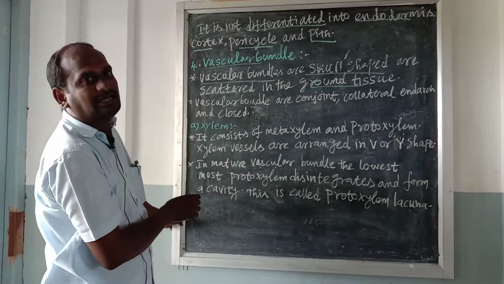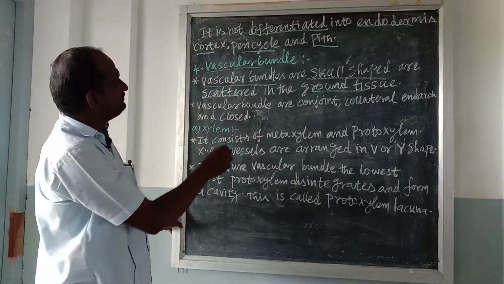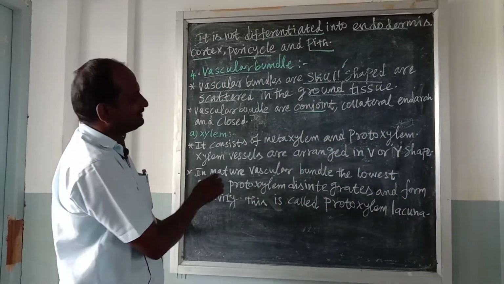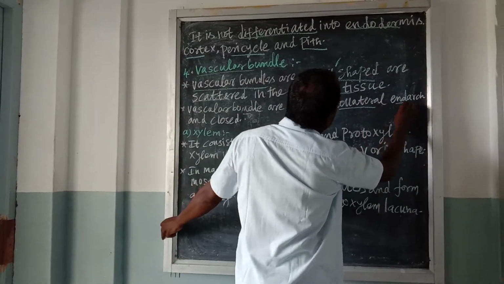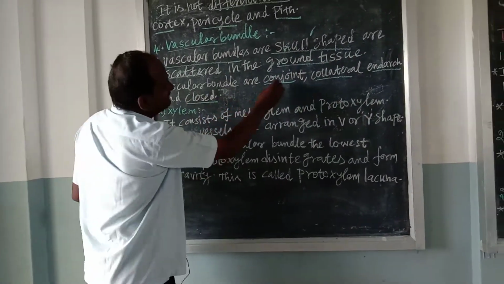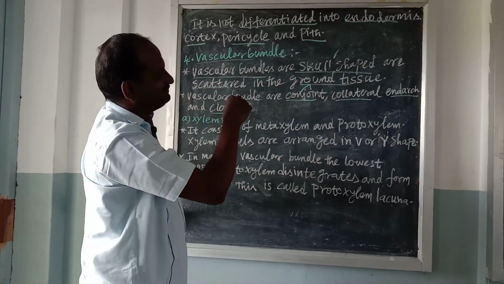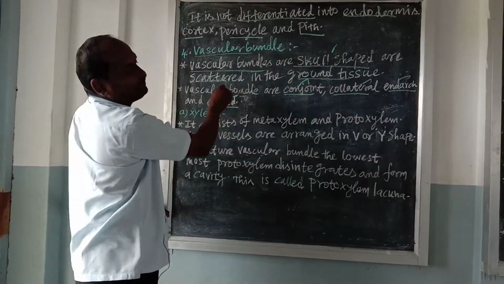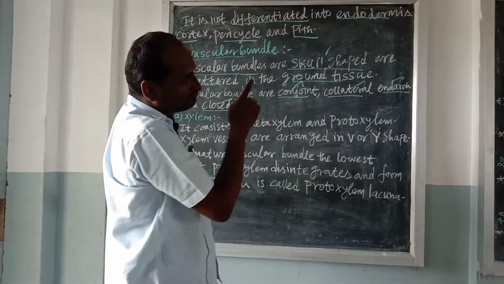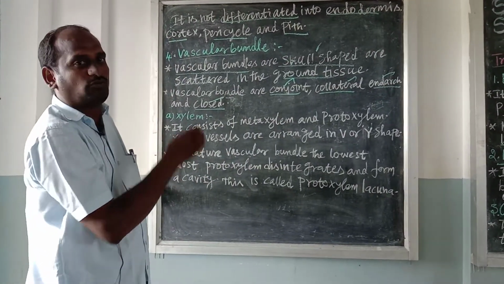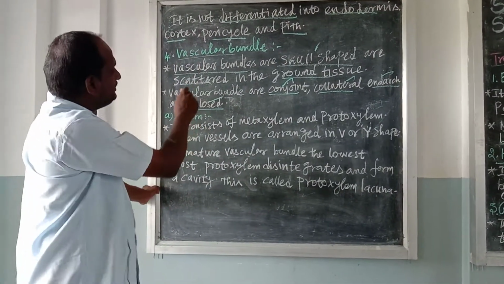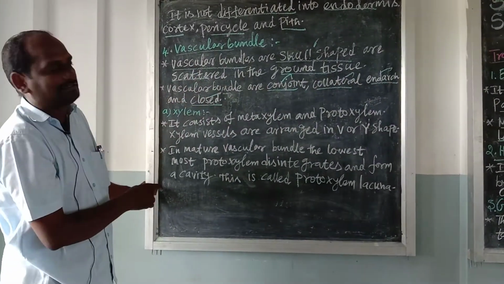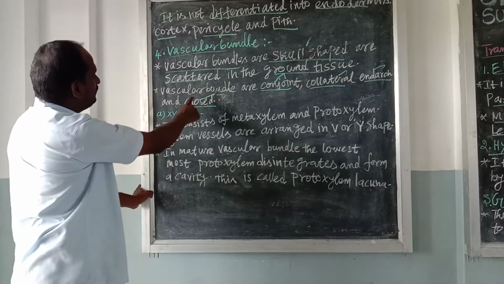Ground tissue is already in the center part. Next, the vascular bundles have some features in nature: conjoint, collateral, endarch and closed. Conjoint means joined together, collateral and endarch in structure, and closed type. In the last class we saw the dicot stem, which has an open type. This type is closed. Conjoint, collateral, endarch vascular bundles are closed in nature. The xylem and phloem are closed.